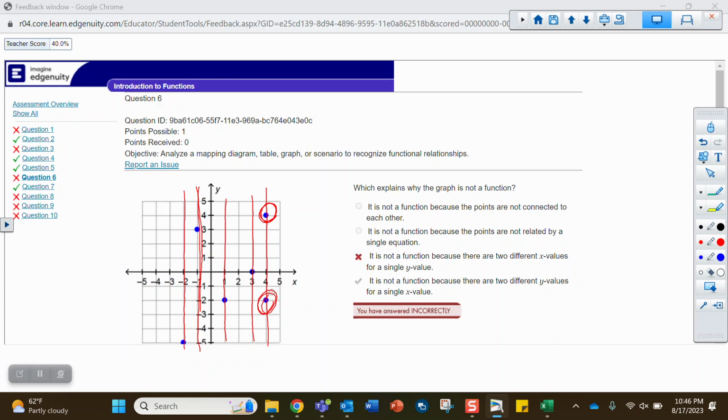And so remember that there aren't two different x's. The x's are the same there. They're both 4 comma something. It's the y that has two different values for the same x. And so this point is for 4, and this point is for -2. So it has two different y values for one x value. The one x value is 4, and then 4 is paired with it once, and -2 is paired with it the second time.